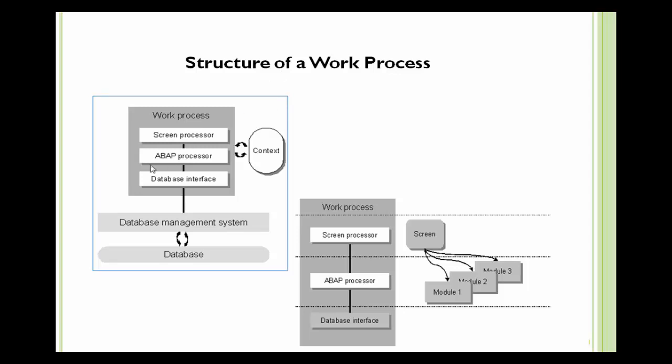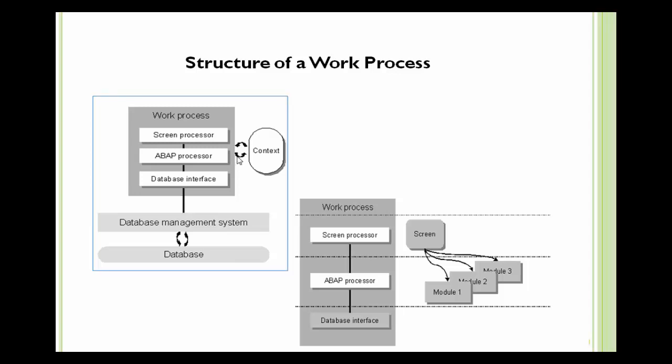Right. So internally, there is a structure of the work process. The work process is basically divided into three types: screen processor, ABAP processor, database processor. If you deal with a module pool or screen programming, like module 1 and 2, the screen processor will check that.